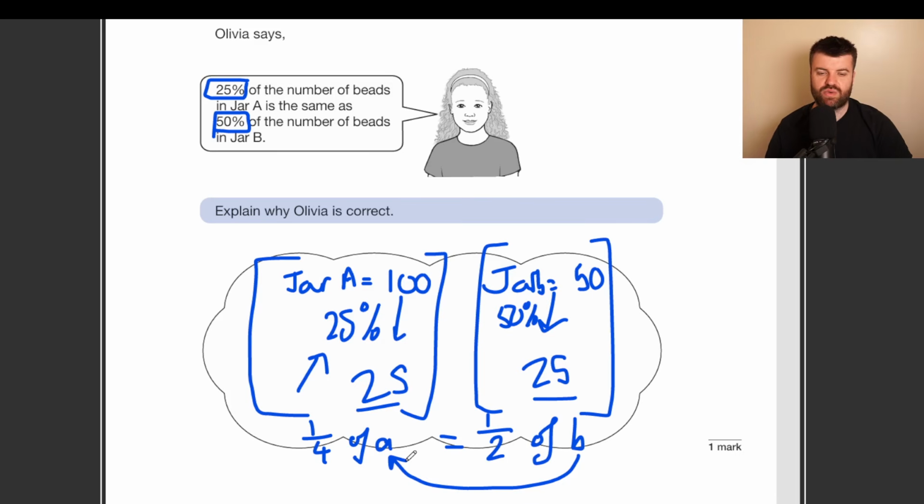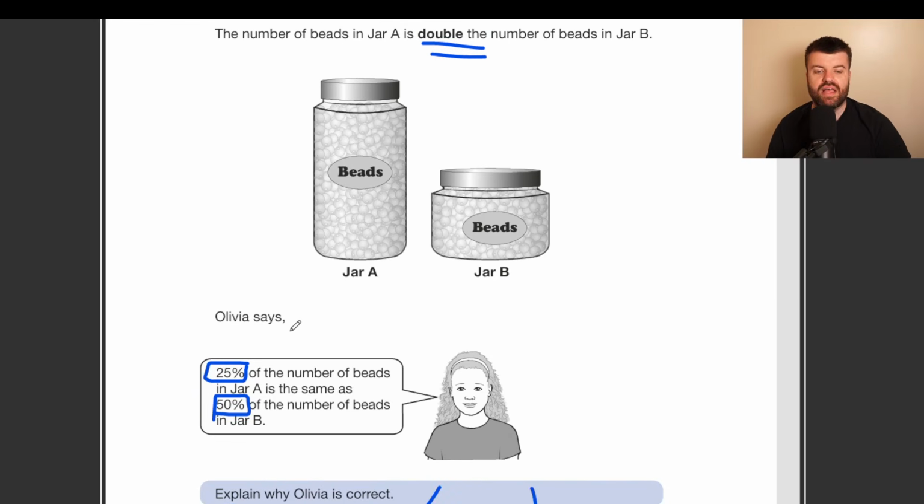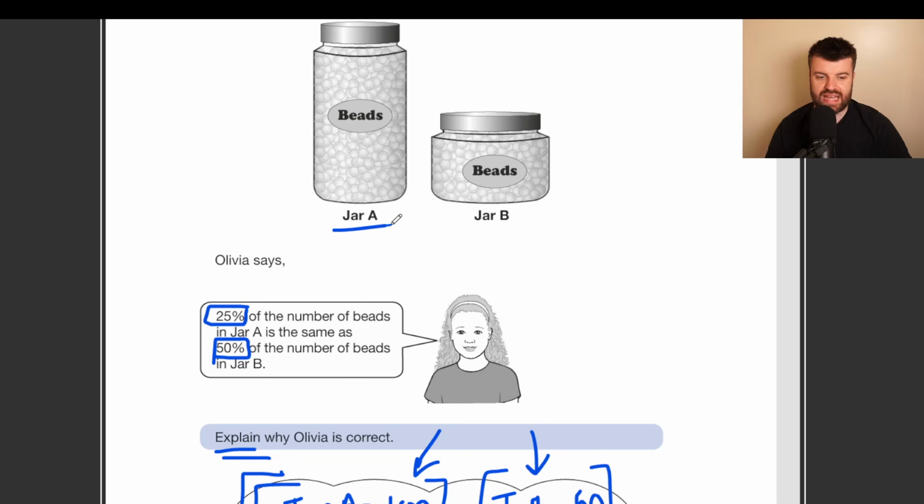Very wordy. That's why I always say in these explain questions, pick a number and prove it. Because what you've done there is you've proven it, then all you're simply going to have to do is do an explanation, a simple sentence to say why that's proven it. Okay? So when it says explain, don't be scared of doing some maths to explain it and prove it. What we've done there is picked a random number, because it doesn't matter what the number is, as long as A is double B, it's going to work out. 50% of B is the same as 25% of A.